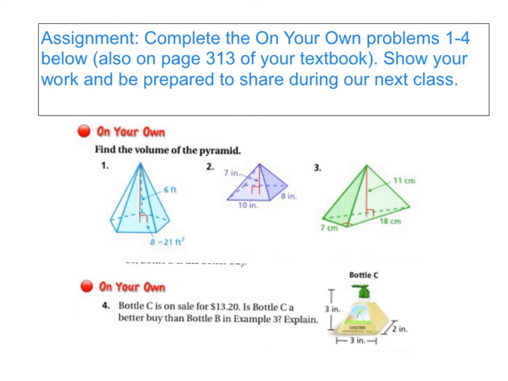Your assignment for this lesson is to complete the On Your Own problems 1 through 4 below. They're also on page 313 of your textbook. Show your work and be prepared to share during our next class.